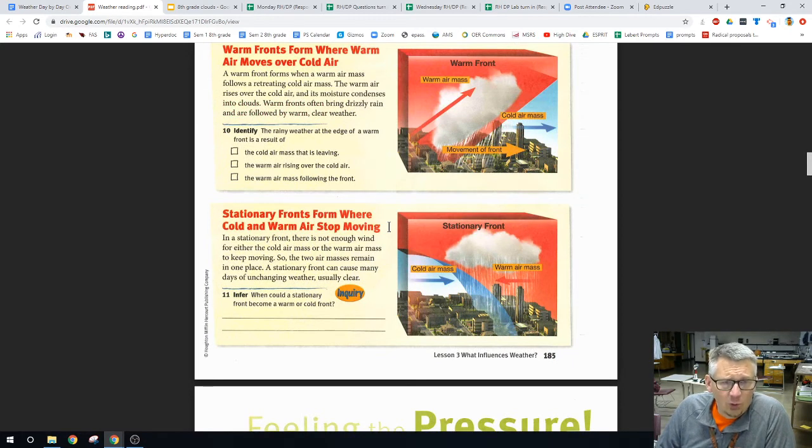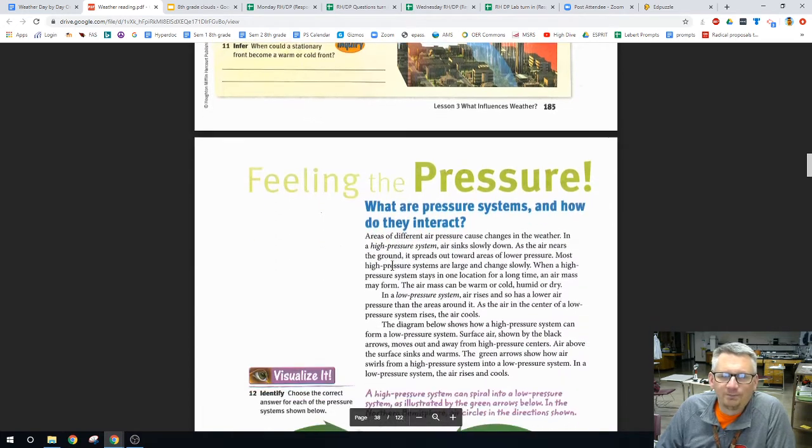Stationary fronts form where cold and warm air stop moving. In a stationary front, there's not enough wind for either the cold air mass or the warm air mass to keep it moving, so the two air masses remain in place. A stationary front can cause many days of unchanged weather, usually clear.